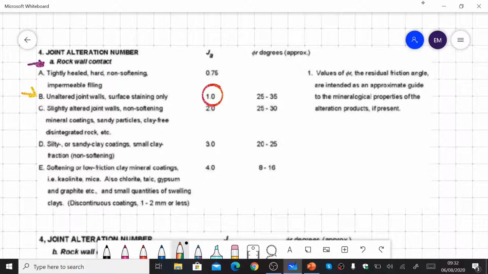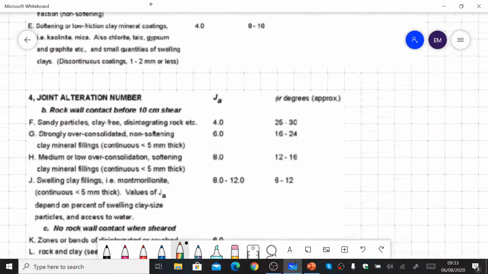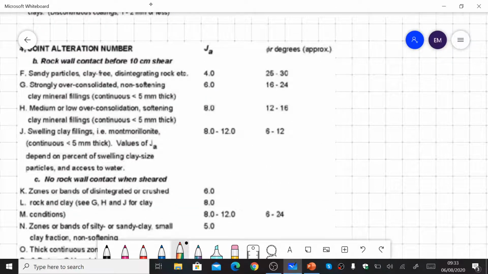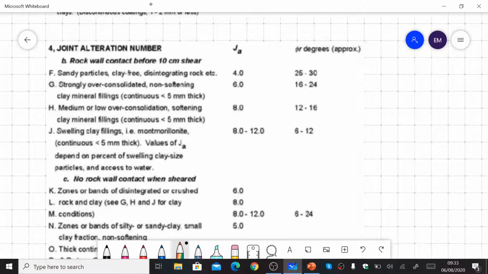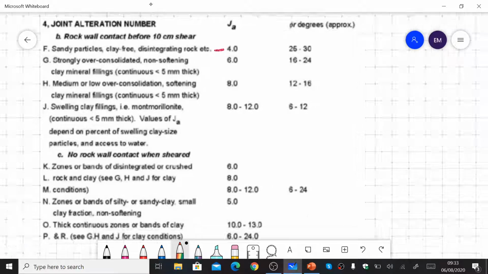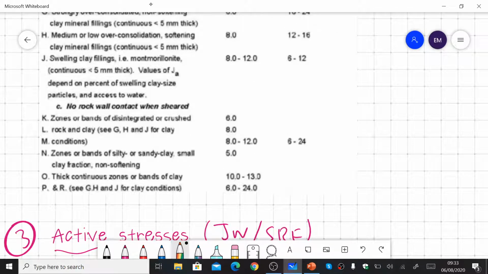Then we see how the value of JA is used. Once again, if the rock walls are in contact with each other, and if we have unaltered joint walls, surface staining only, we use 1. If we have silty or sandy clays, we use 3. Similarly, if we have rock wall contact before 10 centimeter shear, we use this table that says sandy particles clays, then we use 4 as JA. And lastly, if there's no rock wall contact and if we have zones or bed of disintegrated rock, we use 6 as the value of JA.